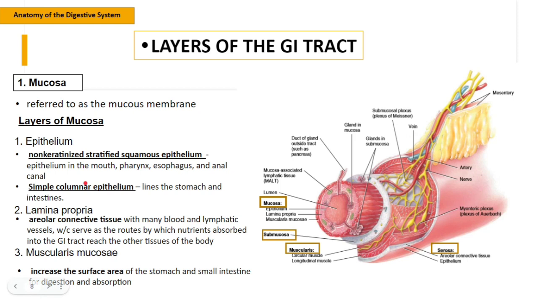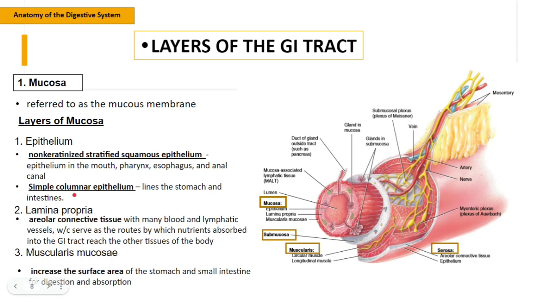Please do take note that the epithelium layer that can be found in your mouth, the pharynx, the esophagus, and then the anal canal is actually made out of a non-keratinized, stratified, squamous epithelium. I repeat, the epithelium that lines your mouth, the pharynx, the esophagus, and then the anal canal is made out of a non-keratinized, stratified, squamous epithelium.